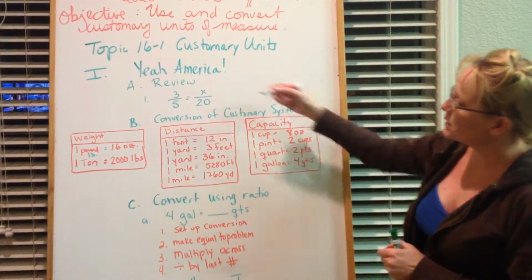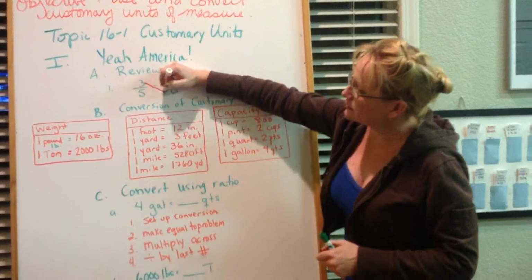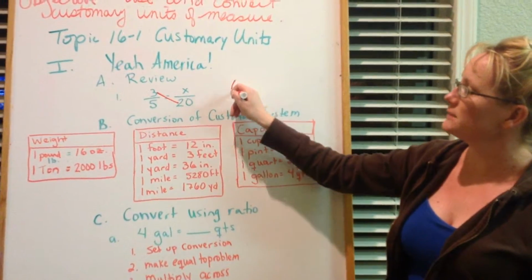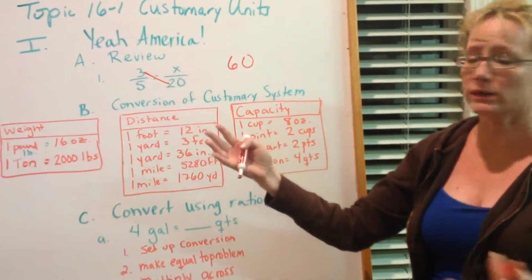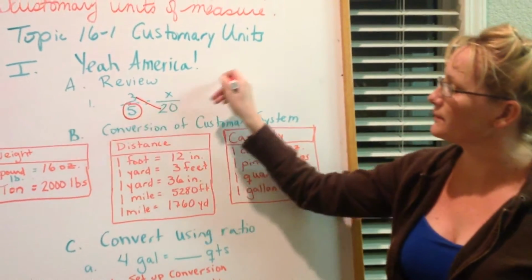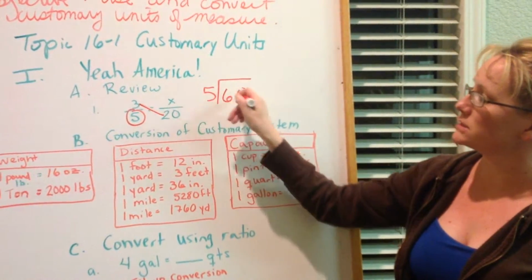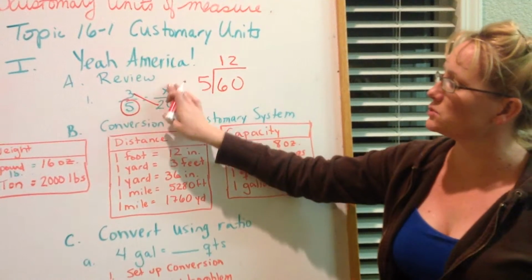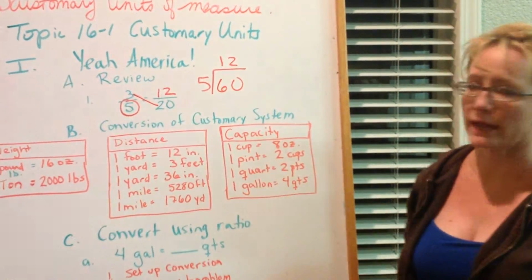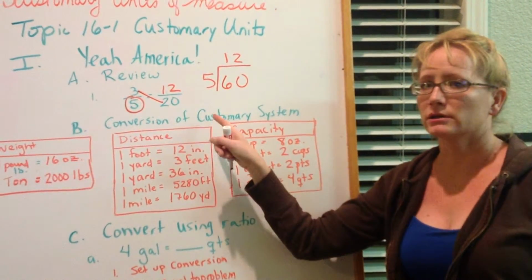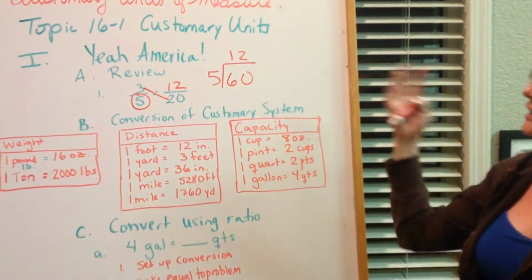And what we're going to do first is we multiply diagonally. 3 times 20 is 60. And then we divide by the only number left over, so we're going to divide by 5. 5 goes into 60 12 times, so this is a 12. Okay, let's review. Remember, multiply across, divide by what's left over. Okay, so now we can get into it.